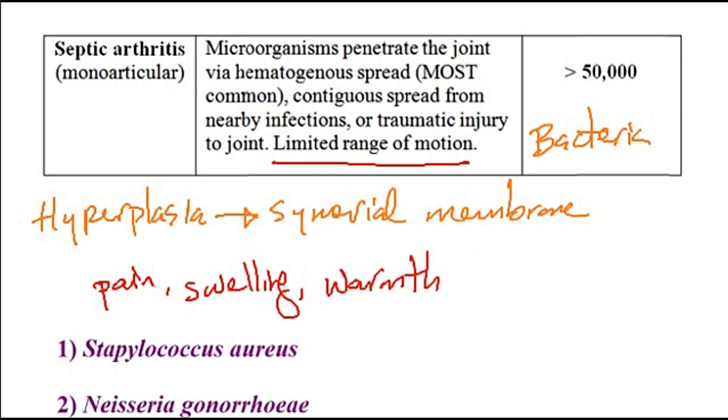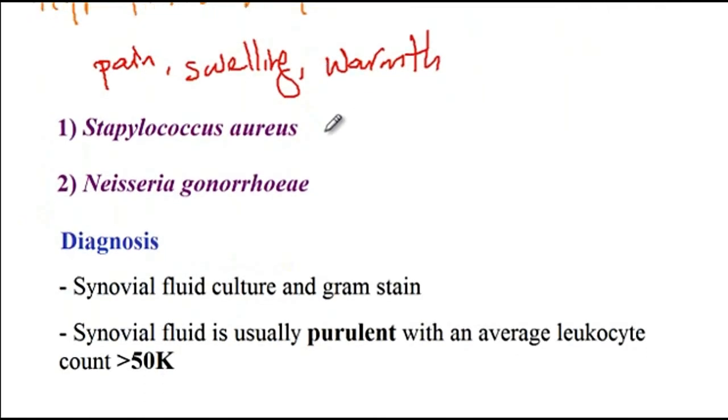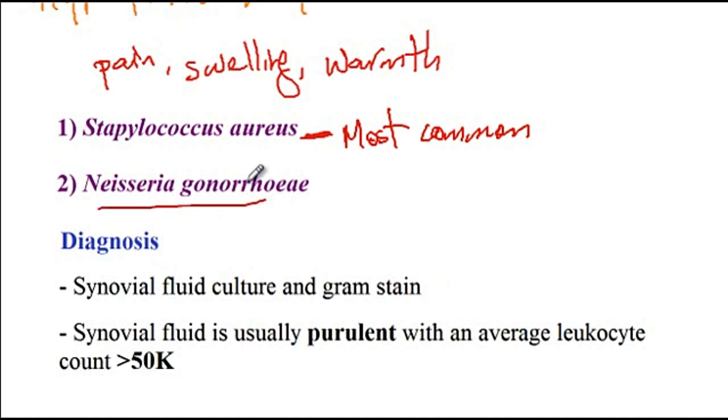Now, in terms of the most common causative organisms, Staphylococcus aureus is the most common cause overall. But then in certain age groups, like for instance in young adults where they're sexually active, Neisseria gonorrhea is the most common cause of septic arthritis.